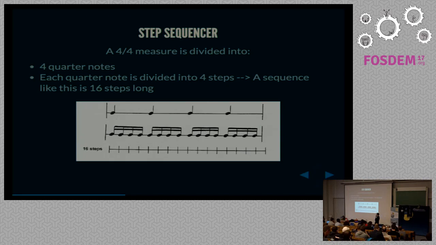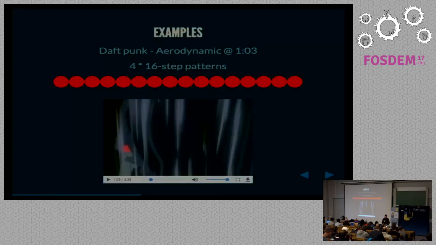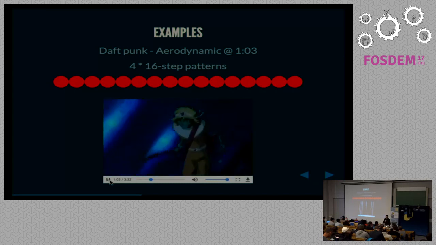Okay, so this is the musical notation corresponding to that. So for each step, we can define various attributes, like the note, it's useful. The other attributes like length or velocity, and of course, activate it or not. This is an example where each step is filled with a note.